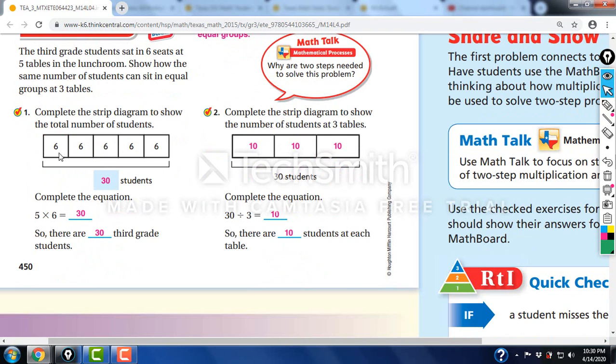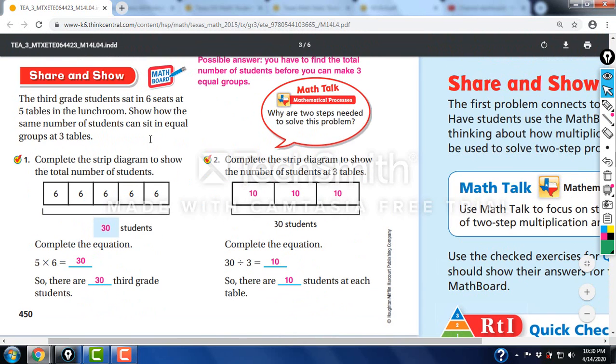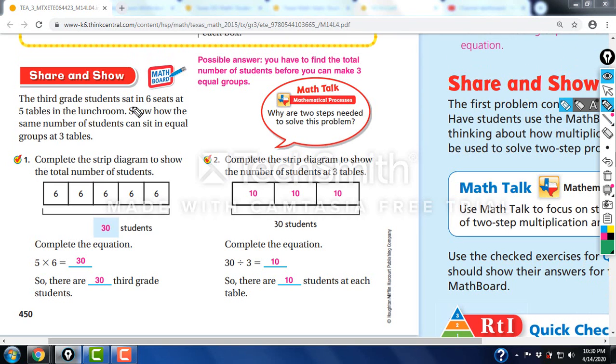Okay, if you look at this one here, the 3rd grade students sat in 6 seats and 5 tables in the lunch classroom. I know that's going to be my multiplication part. Show how the same number of students sat in equal groups. I see equal groups. I know that's going to be my division part, and I know I'm going to divide it by 3.